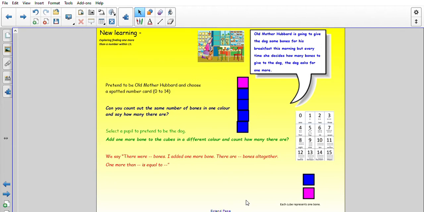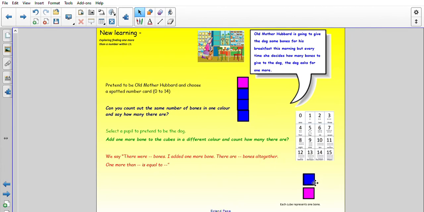Well done. So now we can practice our STEM sentence. So let's think about it. It said, there were how many bones to start with? So I had 4 bones. So there were 4 bones. I added 1 more bone. There are 5 bones altogether now. So 1 more than 4 is equal to 5.